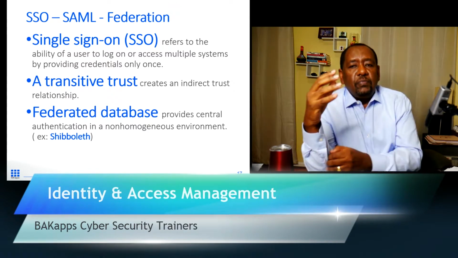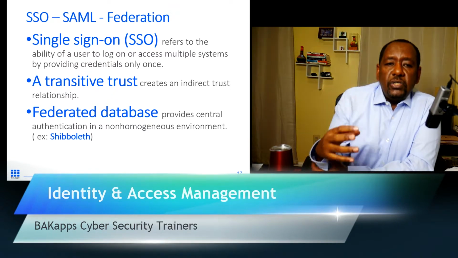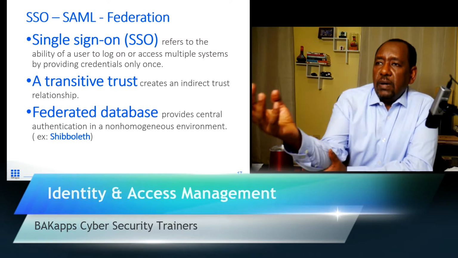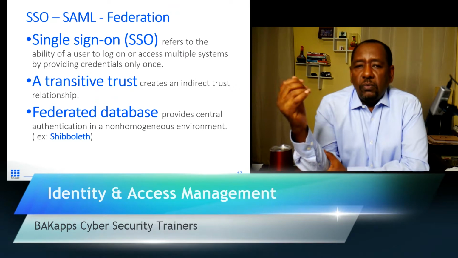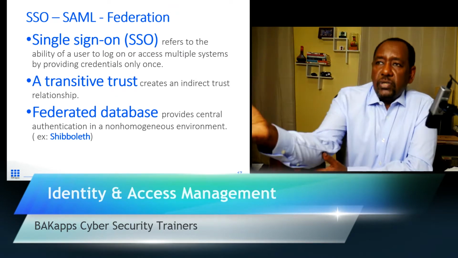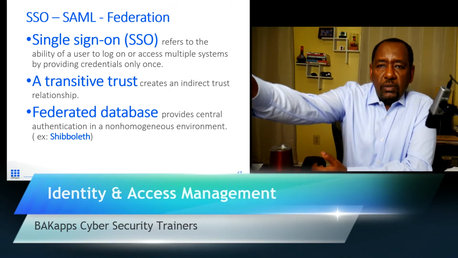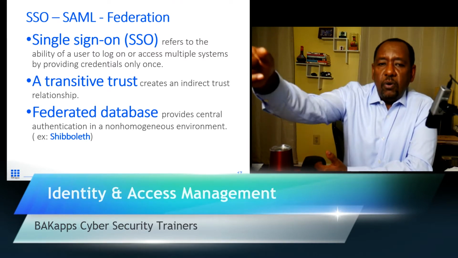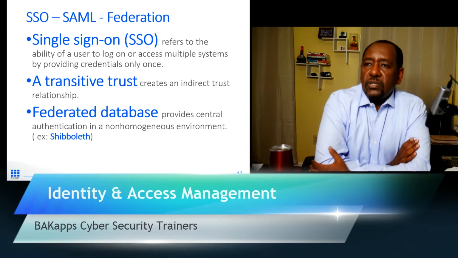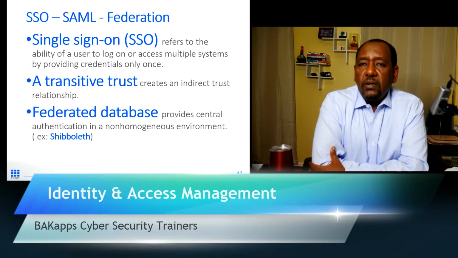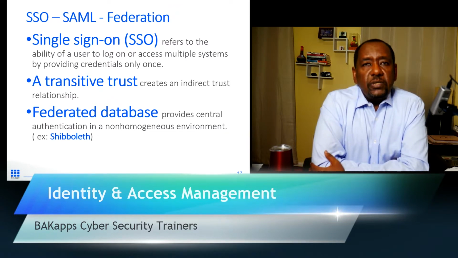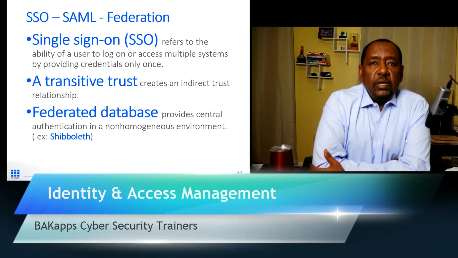For example, imagine a transitive trust relationship exists between me, my friend John, and Paul. I trust John, John trusts Paul. So what happens between me and Paul? There is a transitive trust relationship. Even if I don't trust Paul directly, we do have a transitive trust relationship. This is the basic principle of how single sign-on works.